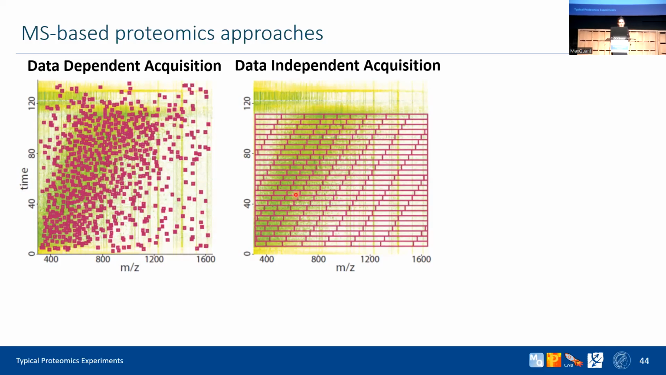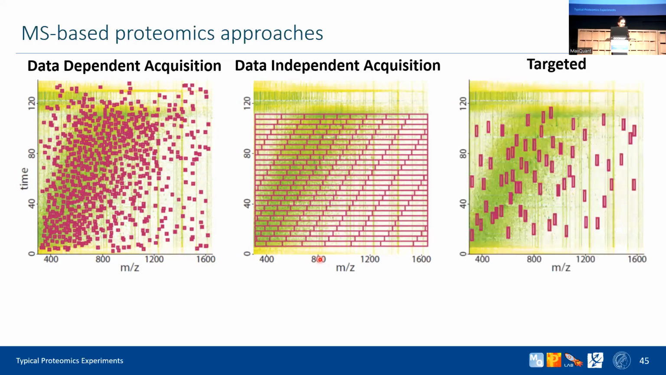Yeah, and for the data independent, you can see that we have the windows again. Another thing that I didn't discuss, there is another kind of acquisition that you can do in your experiments that is called targeted. So for that, you have a list of peptides that you really care about, identify them and quantify them. So you will only try to find these peptides in your data set. Maybe because they're very important for disease or whatever you care about. So yeah, 3 different approaches: data-dependent acquisition, data-independent acquisition, and targeted.